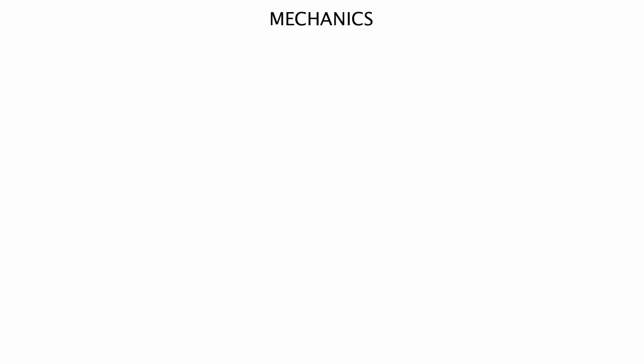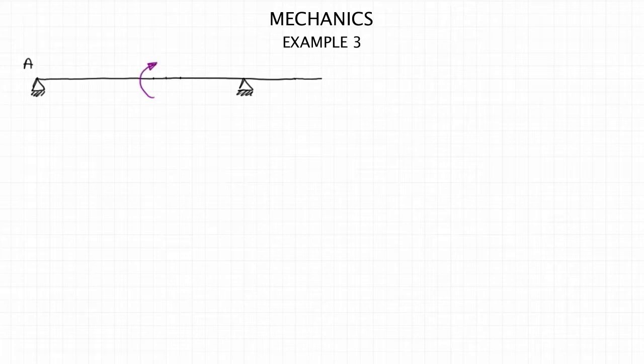Hi again. We will now solve a third example of drawing internal force diagrams for beams. So in this example we have, as you can see, a beam with overhang pinned at point A and also supported on a roller at point D.